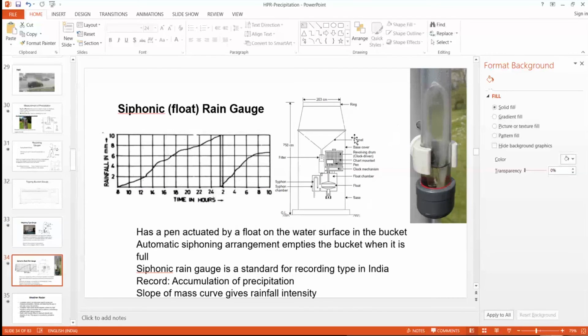So the next type is the siphonic rain gauge. This is again a schematic. This is the inlet of the rain gauge, and water is collected in this chamber through this funnel, and there is a float. The float is connected with a pen, and that pen records the amount of rainfall received on a drum again, which rotates with a constant speed.